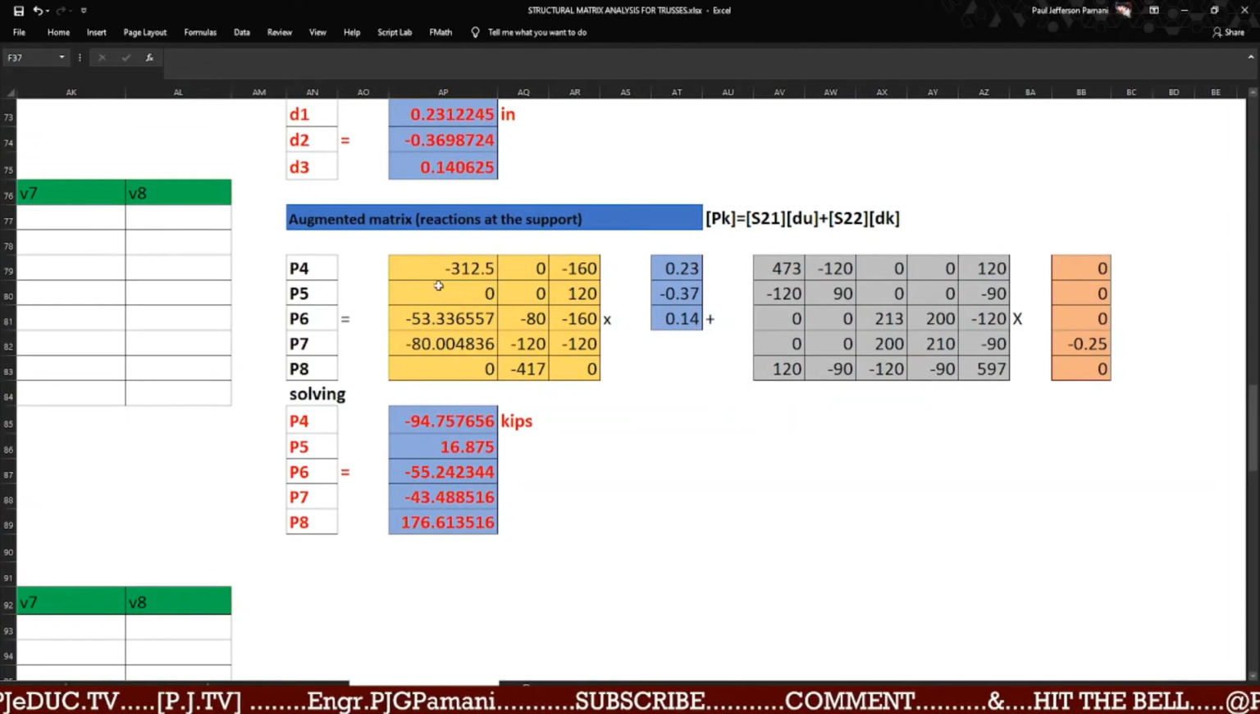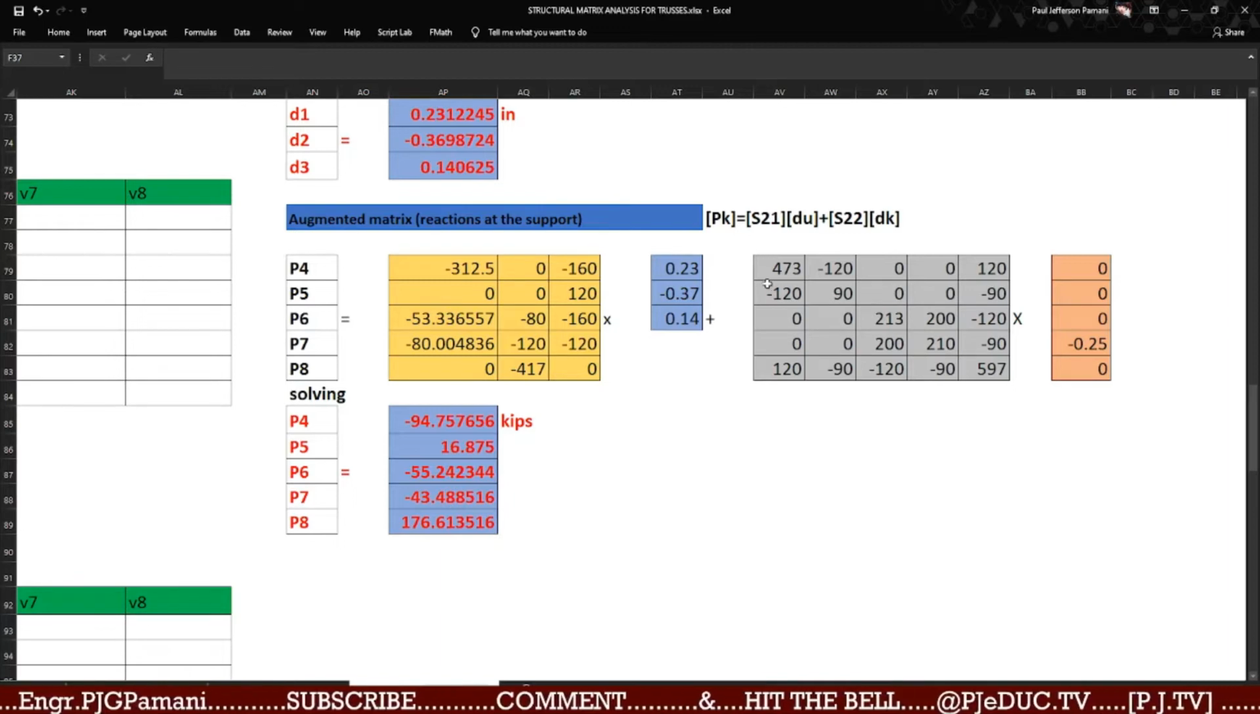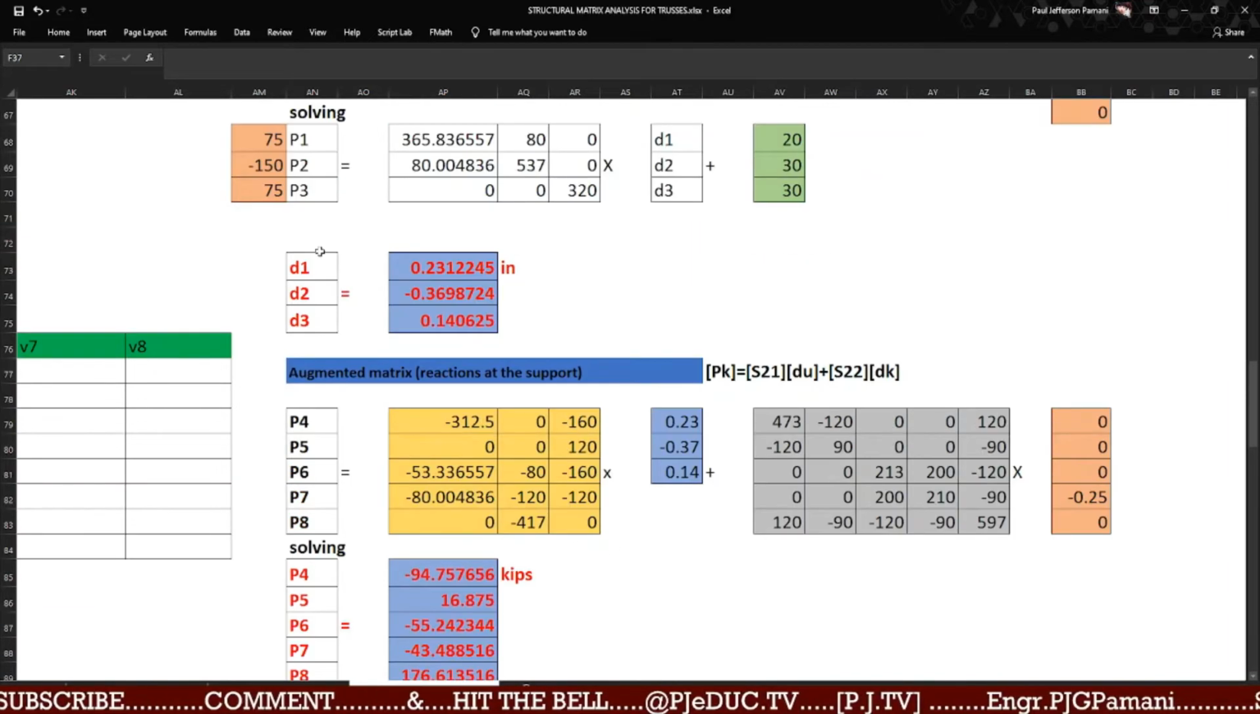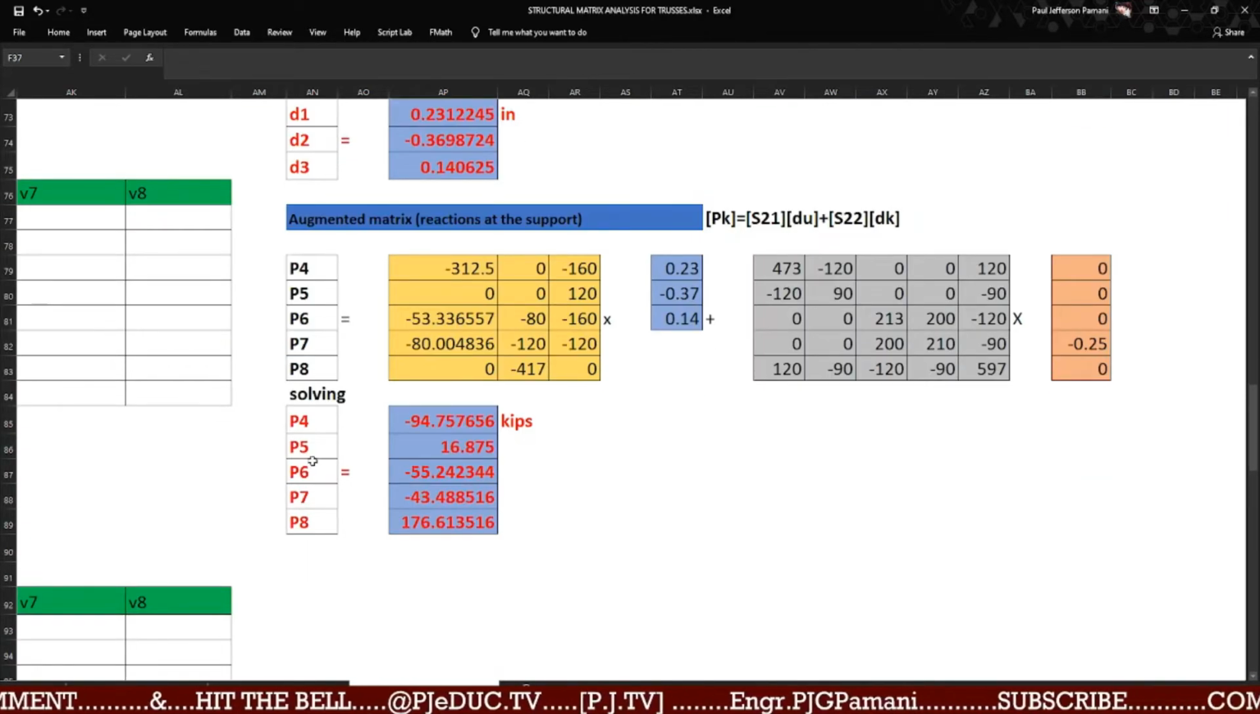So basically that is a 5 by 3 matrix multiplied on a 3 by 1 matrix. That is a 5 by 3, 3 by 1, which is a 5 by 1 matrix, plus a 5 by 5 matrix multiplied on a 5 by 1 matrix gives us a 5 by 1 matrix. So basically it gives us the reactions at the support from P4 to P8. So as you can probably guess, of course, magkaiba na yan kasi we have already introduced an impending settlement at node 3, vertical settlement downward. So meron na tayong deflection, meron na tayong forces or reactions at the supports.